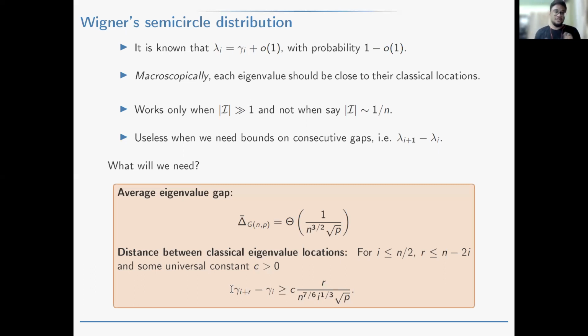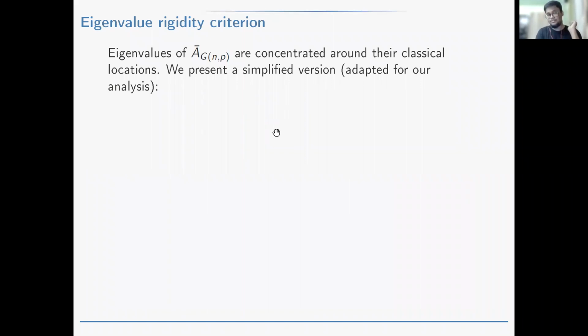So clearly, if you want to look at eigenvalues that are close to each other, where this does not hold and the interval is smaller, then we can't look at macroscopic statistics of eigenvalues of random matrices. We have to go to mesoscopic scales. At mesoscopic scales, there's a result which tells you that even if you go to finer scales, the actual eigenvalues are again concentrated around the classical eigenvalues. This is what is known as the eigenvalue rigidity criterion.